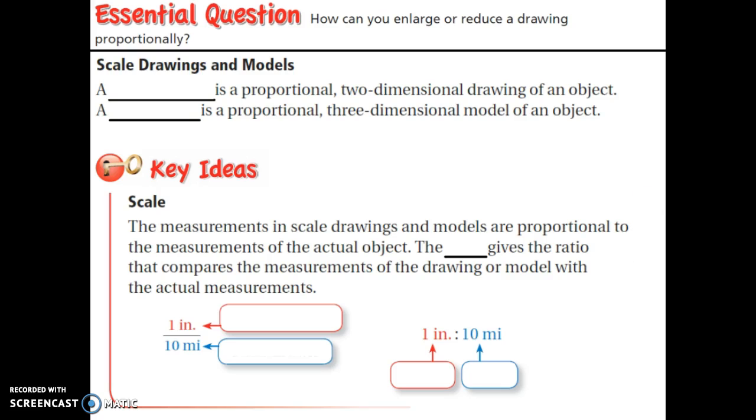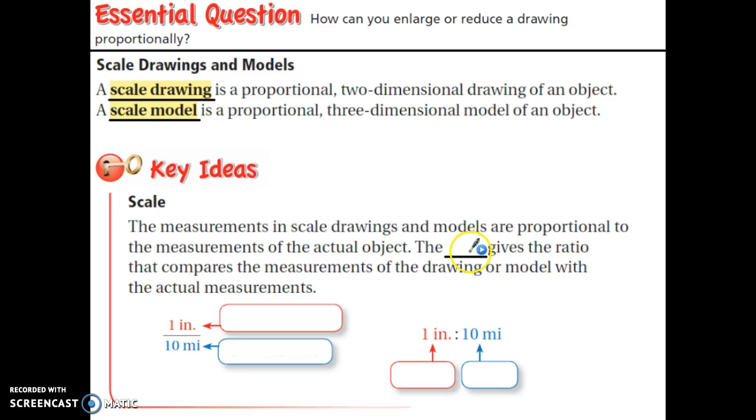On that page, I'd like you to fill in that a scale drawing is a proportional, two-dimensional drawing of an object. Basically, what we're doing is taking a drawing and making it either larger or smaller. A scale model is a proportional three-dimensional drawing of an object or model of an object. So this is something like a toy train, where we take the larger version of the train and scale it down into a much smaller version, but it's an actual three-dimensional object.